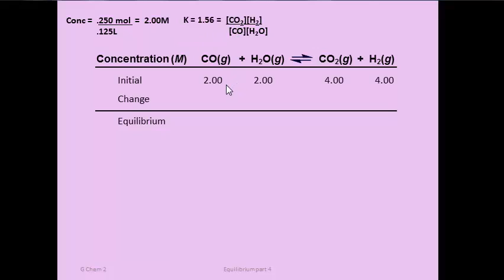Now let's plug in what we know. The carbon monoxide and water are starting off at 2 molar. CO2 and H2 are starting off at 4 molar. But now here's an important step, where you compare Q to K. If I solve for the Q here, you're going to see that it's 4, which in comparison to the K is actually larger. So this reaction is going to run in reverse. It's going to run back towards reactants to get to equilibrium.